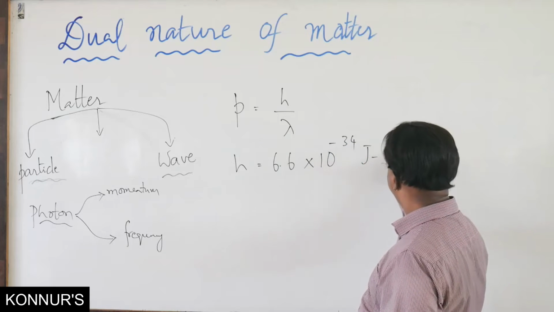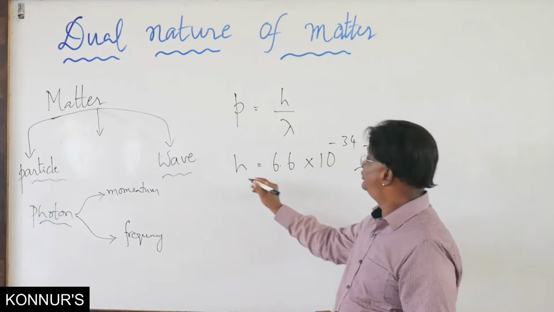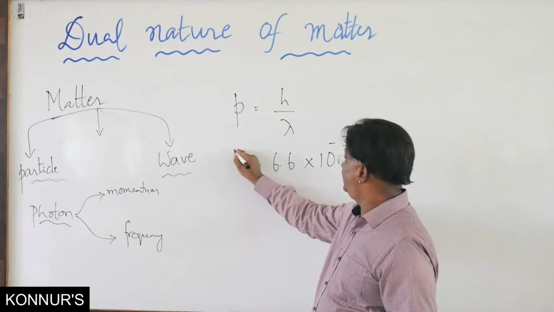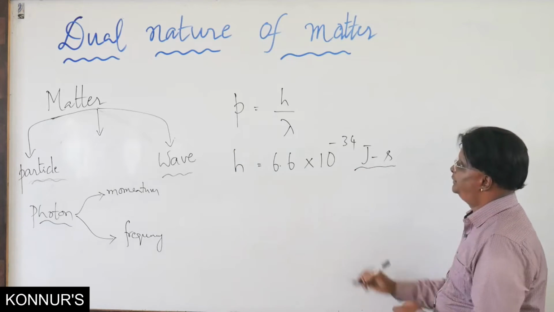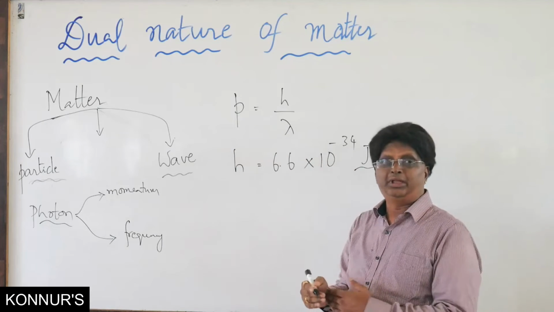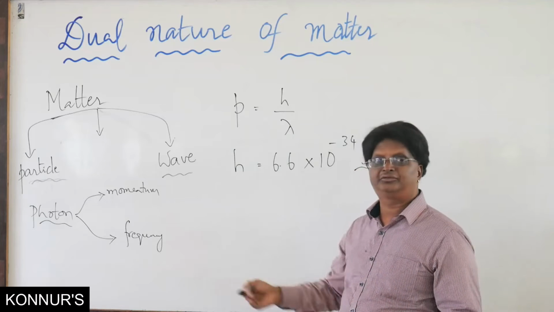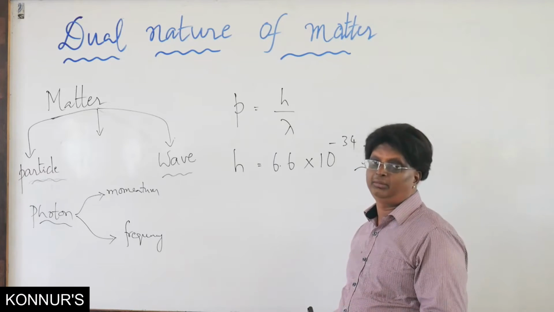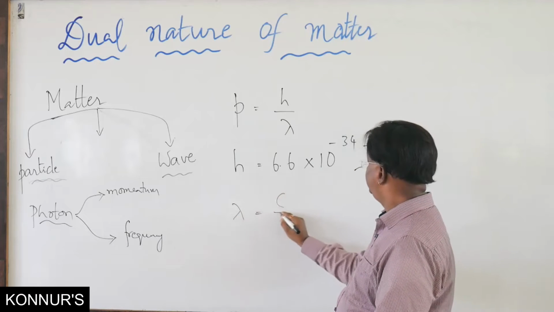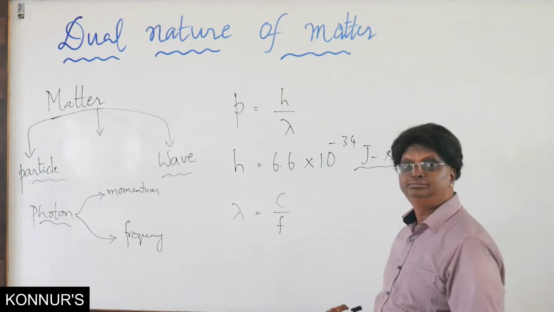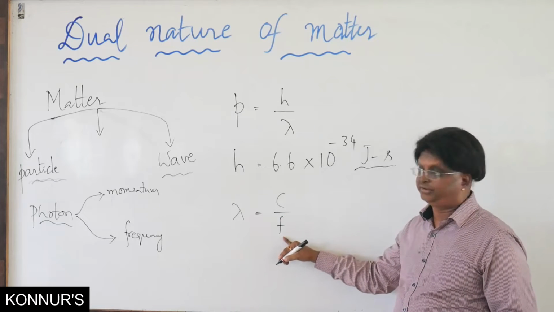Now look at that unit, joule second, same as angular momentum. So Planck's constant has the same units as that of angular momentum. Now what does this lambda refer to? Lambda refers to the wavelength. Earlier we were told photon has this wave characteristic of frequency, and how are frequency and wavelength related? Therefore lambda is equal to c upon f, c the speed of light and f the frequency.